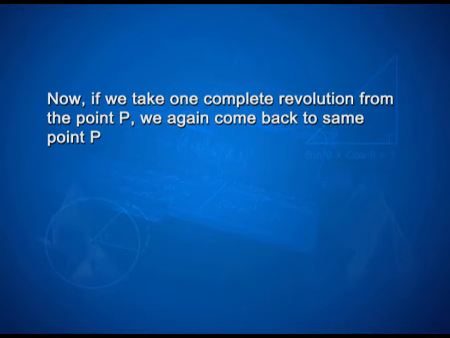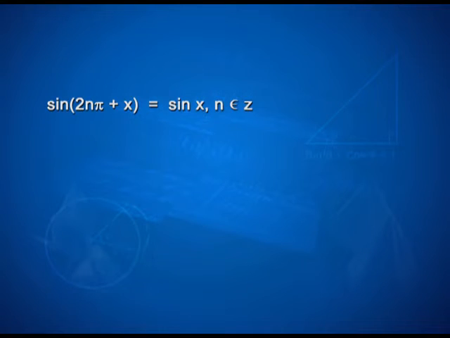Now, if we take one complete revolution from the point P, we again come back to the same point P. Thus, we observe that if x increases or decreases by any integral multiple of 2 pi, the values of sine and cosine functions do not change. Sin (2n pi plus x) is equal to sin x, where n belongs to the set of integers Z. Cos (2n pi plus x) is equal to cos x, n belongs to Z.